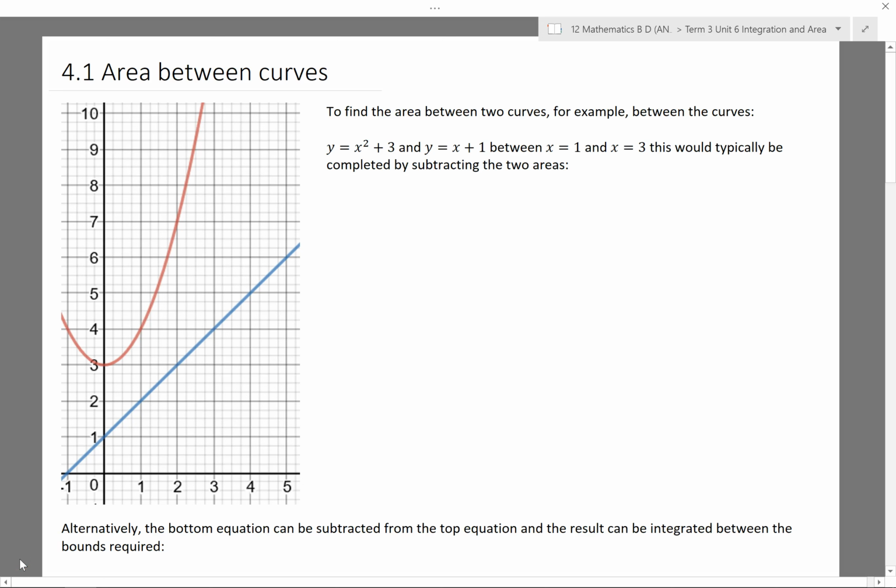Now, finding the area between curves, there's a few different ways we can go about this. I'll show you first the most basic way that we'd do it. I'm trying to find the area between the curve y equals x squared plus 3 and the curve y equals x plus 1 between x equals 1 and x equals 3. So here's x equals 1, here's x equals 3. I'm really trying to find this shaded area.